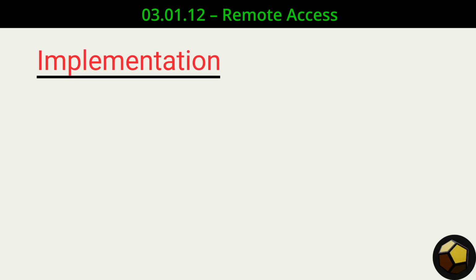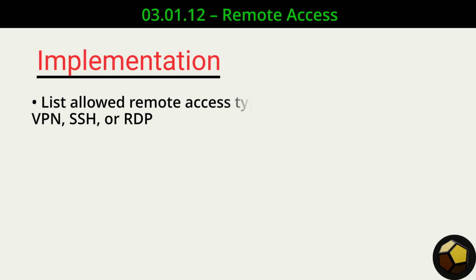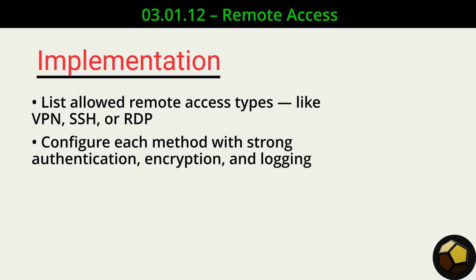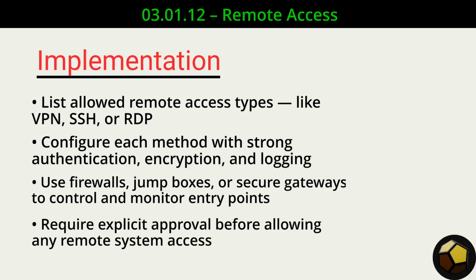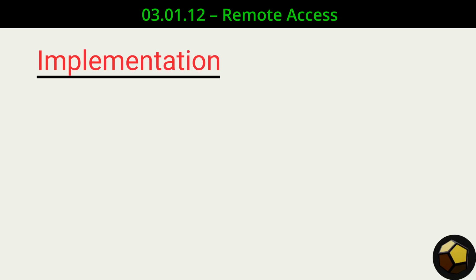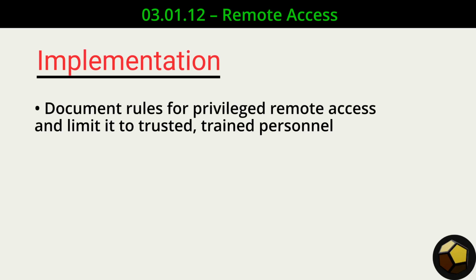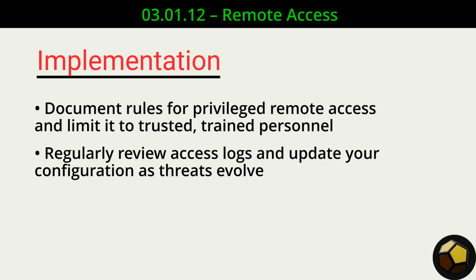Here's how to implement this effectively. Maintain a list of allowed remote access types, like VPN, SSH, or RDP. Configure each method with strong authentication, encryption, and logging. Use firewalls, jump boxes, or secure gateways to control and monitor entry points. Require explicit approval before allowing any remote system access. Document rules for privileged remote access and limit it to trusted, trained personnel. Regularly review access logs and update your configuration as threats evolve.